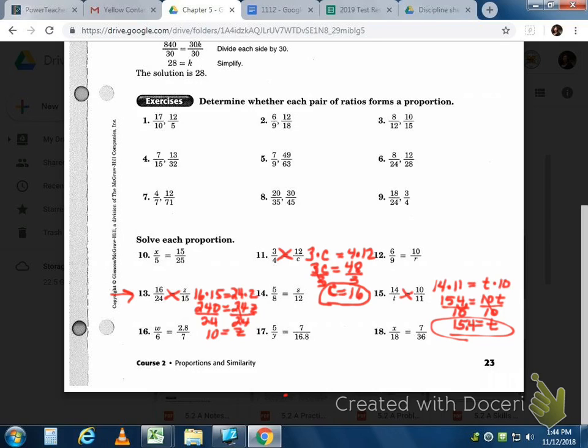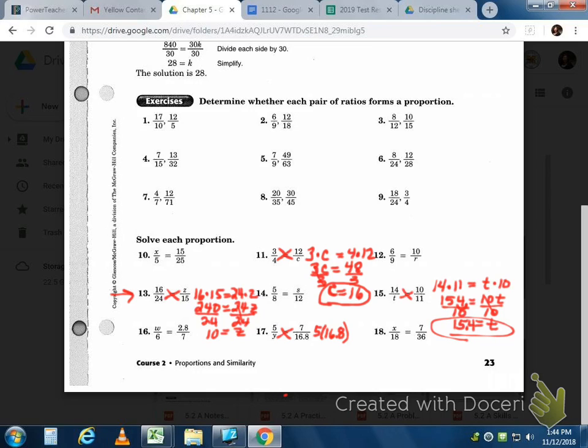15.4. Okay, we're going to do number 17 and we'll call it a day. So 5 over y equals 7 over 16.8. Cross, cross. Now I would highly recommend on 5 times 16.8 you don't use the dot for times. Let's use parentheses. Wonder why?